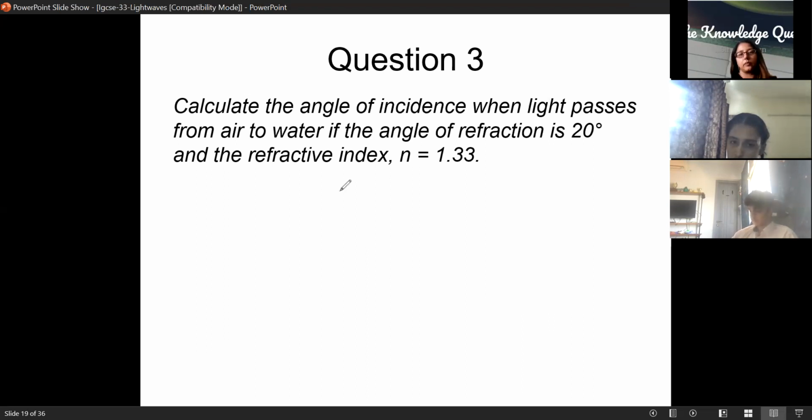Sine 20 into 1.33, then the sine inverse. First tell me the formula. You always have one mark for the formula. So you always start like that. That's what I'm saying. Sine I upon sine R, I said inverse by mistake, is equal to n. So n is equal to sine I upon sine R, which is equal to 1.33. First there are marks for substitution. When you plug in the values, you get marks.